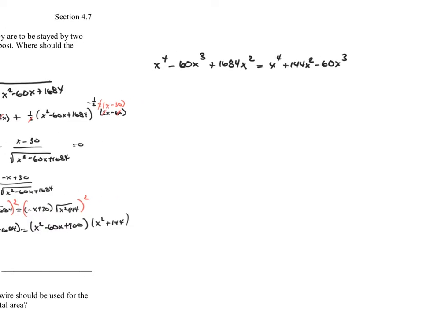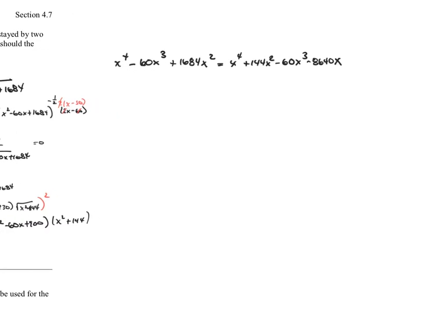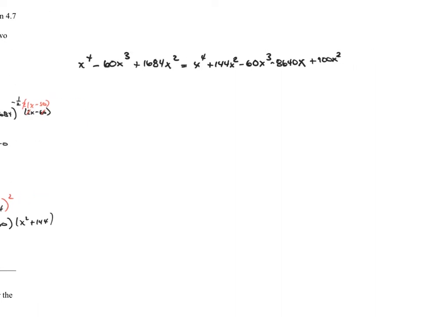Negative 60x times 144, let me do that in my calculator real quick. 60 times 144, I'm ending up with 8640, so that's minus 8640x. And then I have plus a 900x squared. And then I'd have plus 900 times 144, which I'm getting is a wonderful 129,600. Absolutely ridiculous, but let's figure this out.